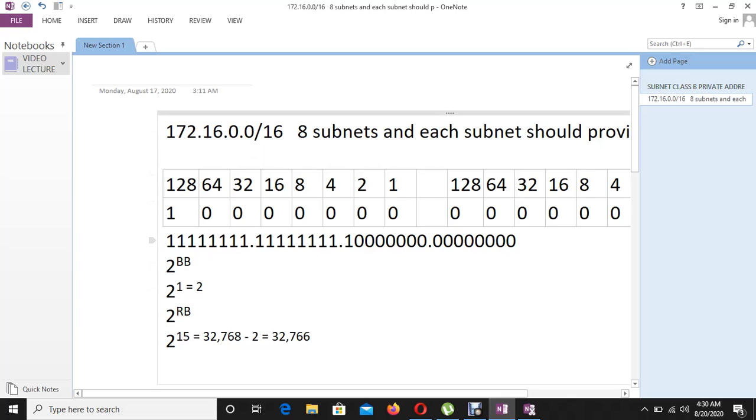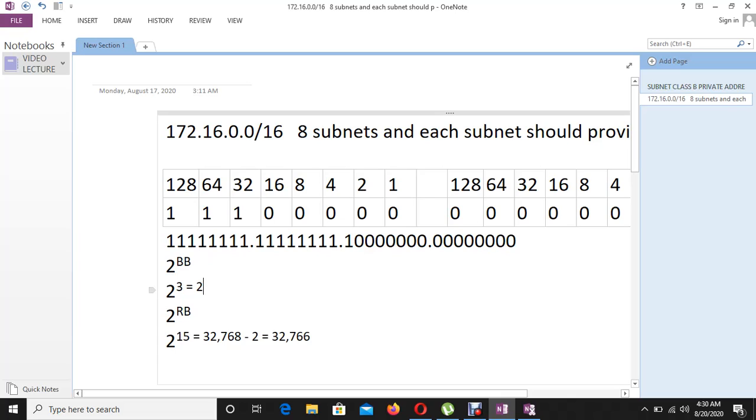Now in order for us to get 8 subnets, how many bits do we need to borrow? We need to borrow 2 bits. No, if we borrow 2 bits, 2 to the power of 2 gives us 4. We need to borrow 3 bits. If we borrow 3 bits, 2 to the power of 3 is 8. So that's good. We borrow 3 bits, and we are left with 5 bits in this octet. So this is what we're gonna do. We're gonna borrow 3 bits.